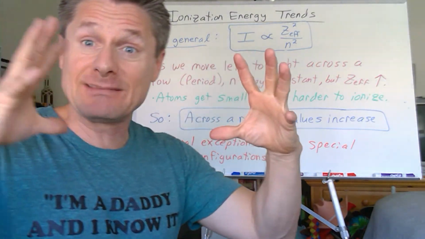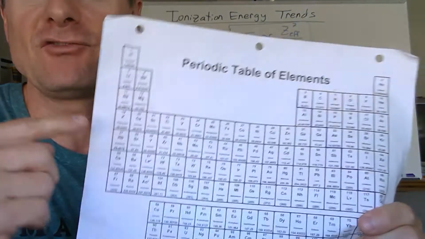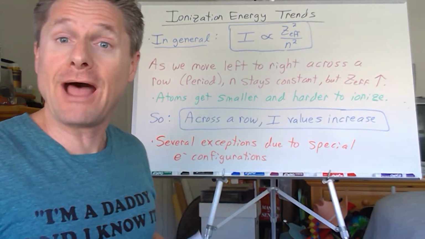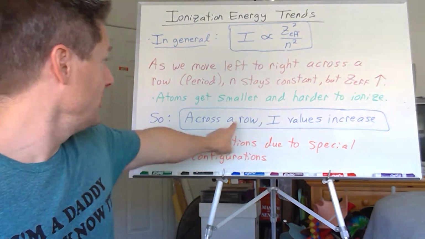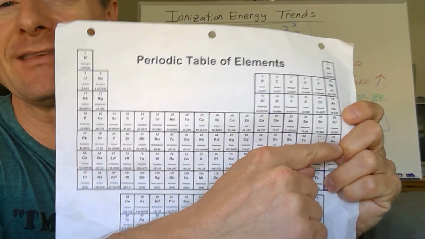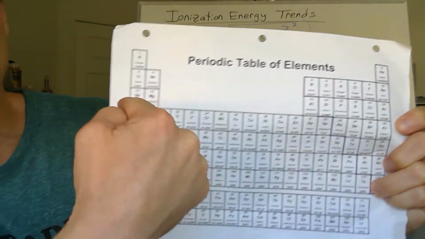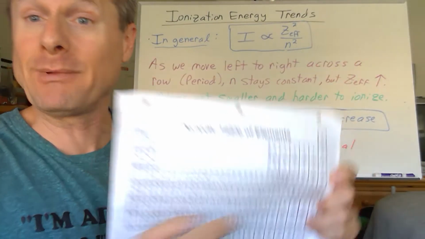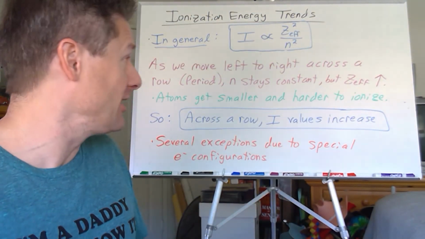So atoms get smaller. We knew that from atomic size trends, with some exceptions in the transition series. And they're harder to ionize. So we can make the general conclusion, across a row or a period, ionization energies increase, right? So they should be higher over here and less over there. Another reason why nonmetals don't like to form cations. They have really high ionization energies.